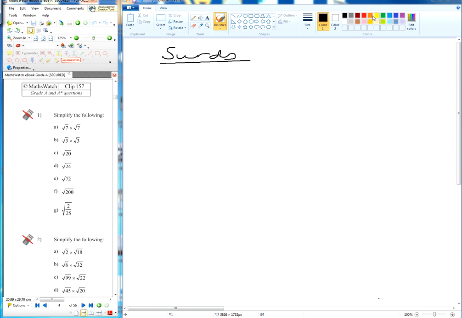Okay, right, let's get started. Question number 1. We have root 7 times by root 7. Now, when we do root 7 times by root 7, we can make this product become, when you're multiplying 2 thirds, we can put it as 1 third. So that's what the rules allow us. Now, 7 times by 7 is 49, and the square root of 49 is 7.